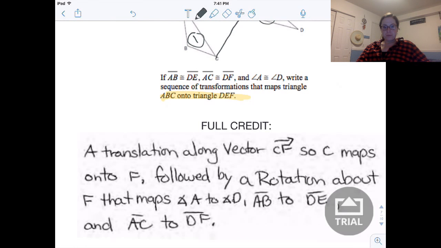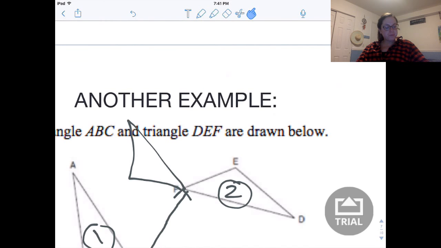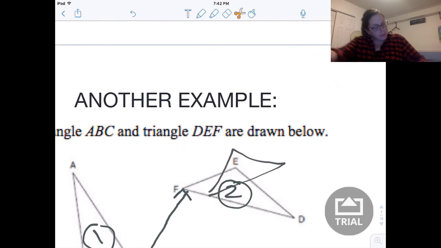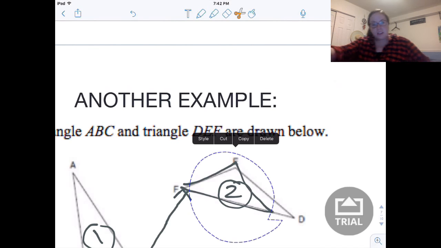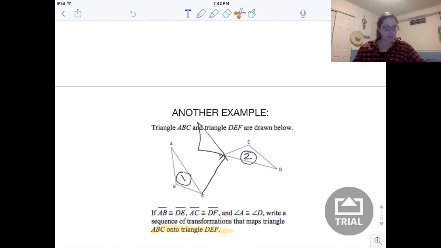Then they said a rotation. They said the center of rotation. And then they said what mapped to what. And so that's important here. So we have this triangle, right? We want to take that, and we want to rotate it, keeping F stationary until those map onto each other. So that's really what I want to see here when I ask for an explanation like this. Okay, that one got full credit.